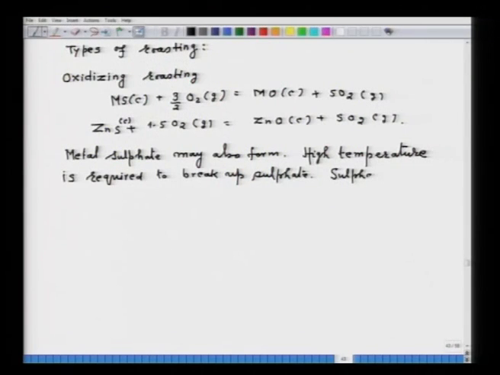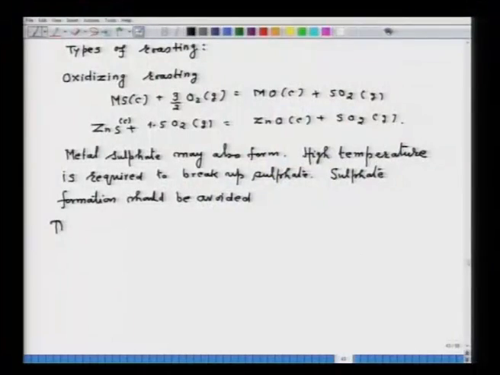So, therefore, sulphate formation should be avoided when the extraction of metal is done by pyrometallurgical means. However, if the extraction of metal is done through hydrometallurgical means, then sulphate formation is required, because sulphates are easily soluble in the solvent that you are going to use.